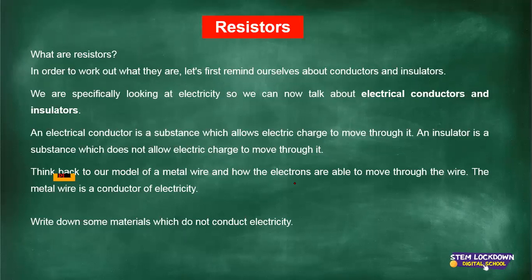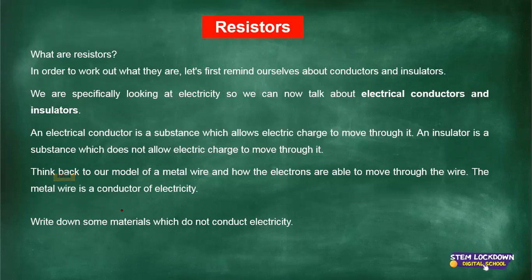So think back about the model of a metal wire and how the electrons were able to move through the wire. Remember last week I showed you that the electrons move in one direction. In a wire, the electrons move from the power source through the switch in one direction to where you want your appliance to work. And the wire is a conductor of electricity. So we say that this metal wire inside is a conductor of electricity.